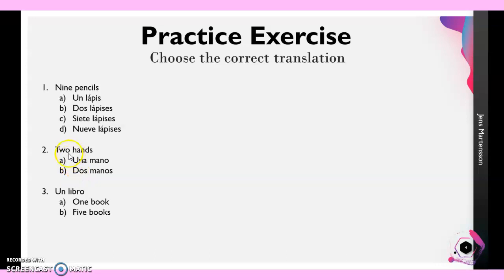I'm going to read 2 hands. Number 2 reads 2 hands. Is the correct answer una mano or B, dos manos? Number 3 reads un libro, 1 book, or B, 5 books?